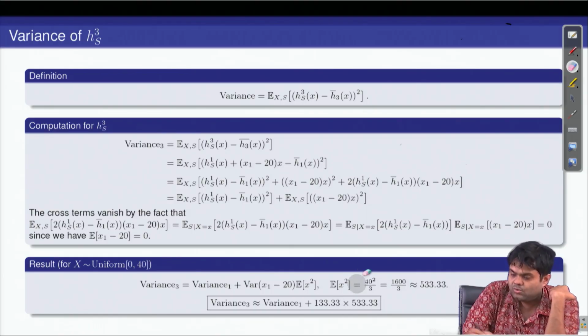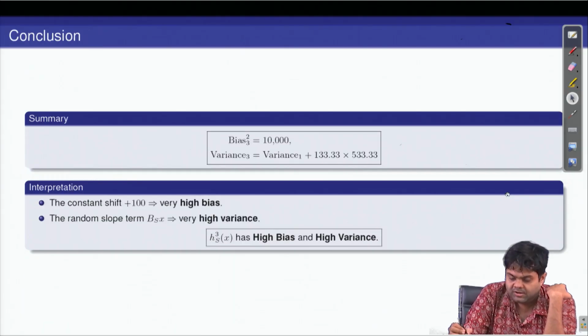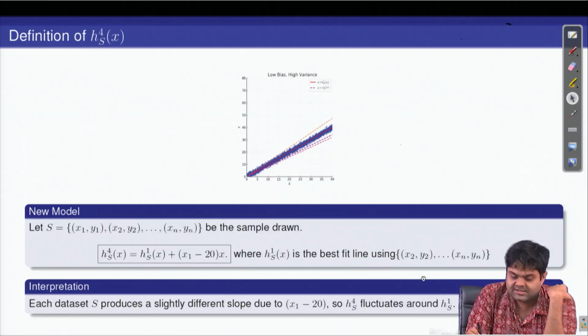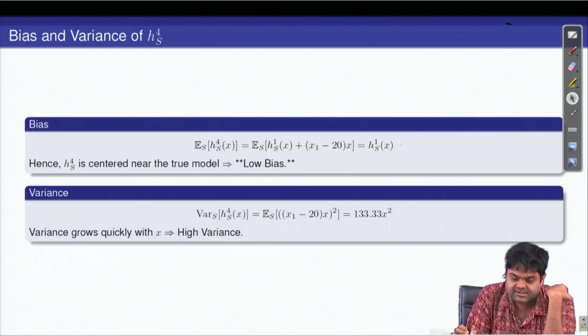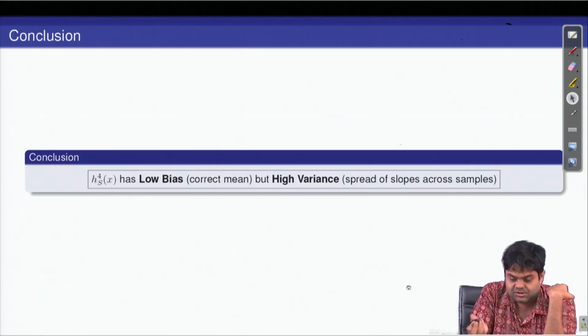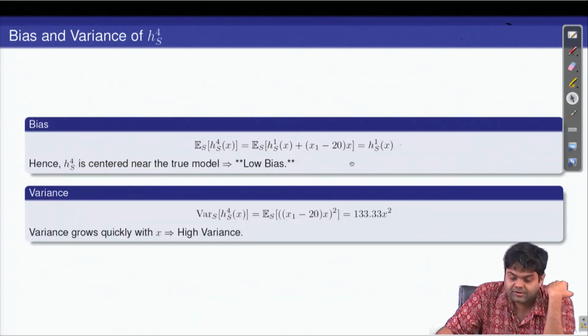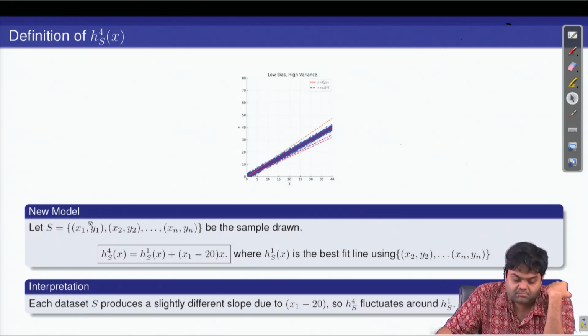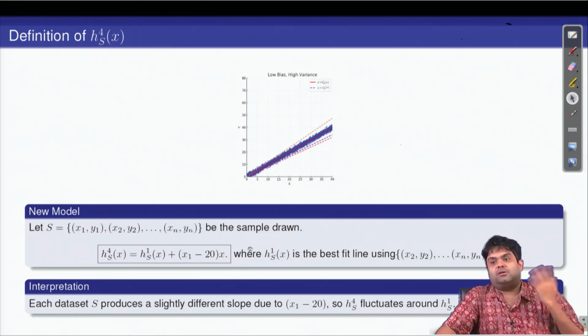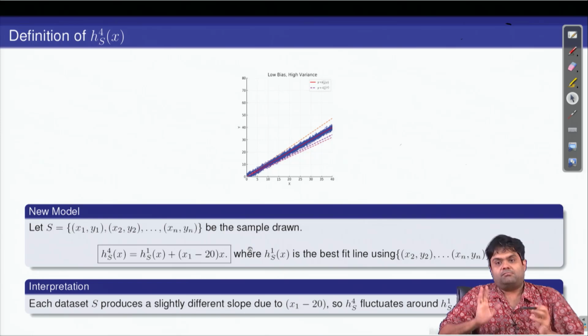And similarly, you can do the calculation for the other one, that also gives you the same amount of variance as we discussed, just no bias is there. So this is how you get the low bias, high variance model, by simply not taking the 100 shift and doing the rest as in the last one.